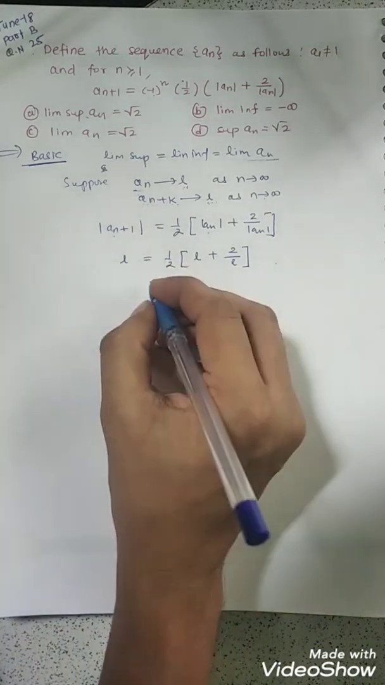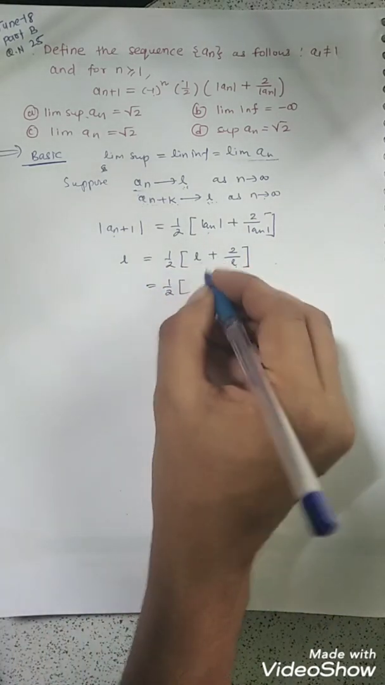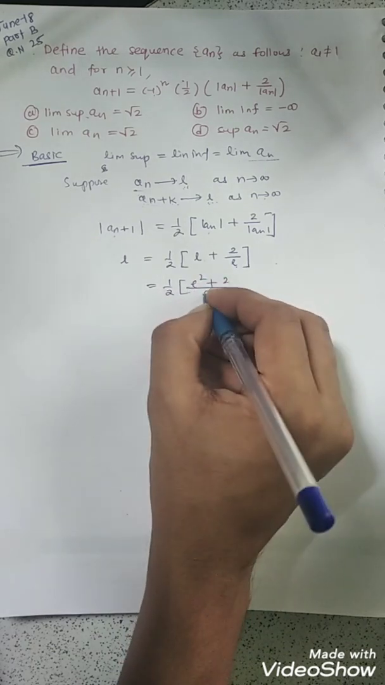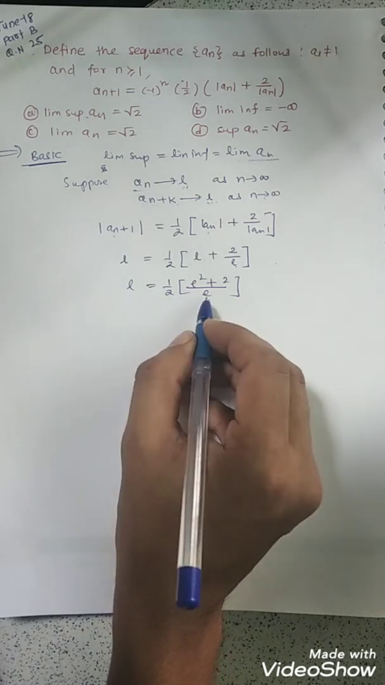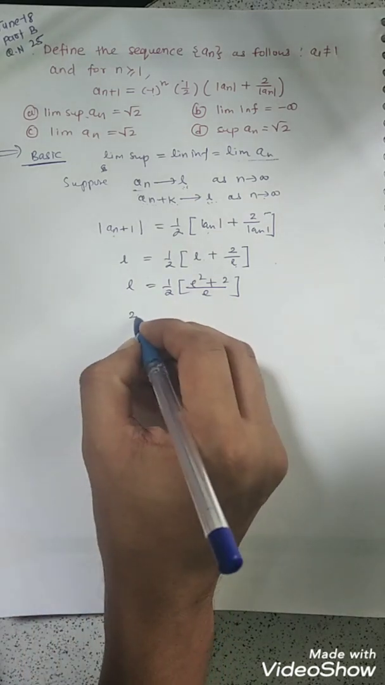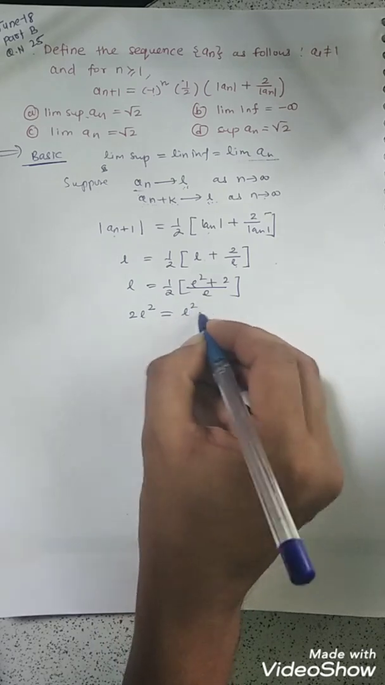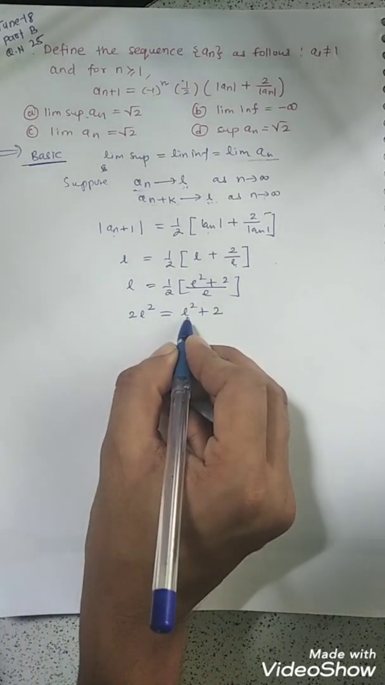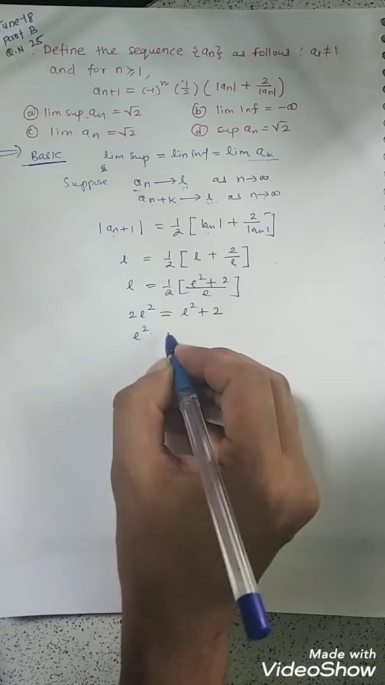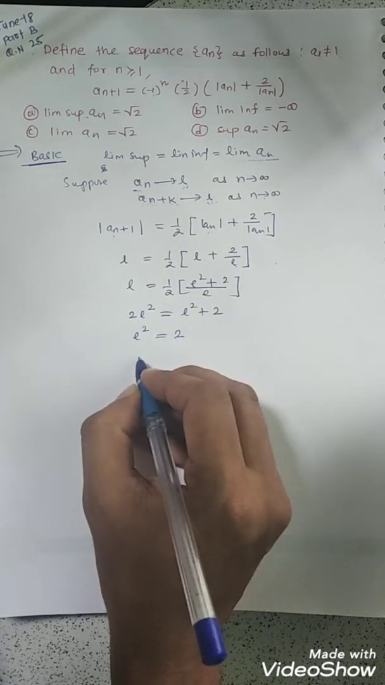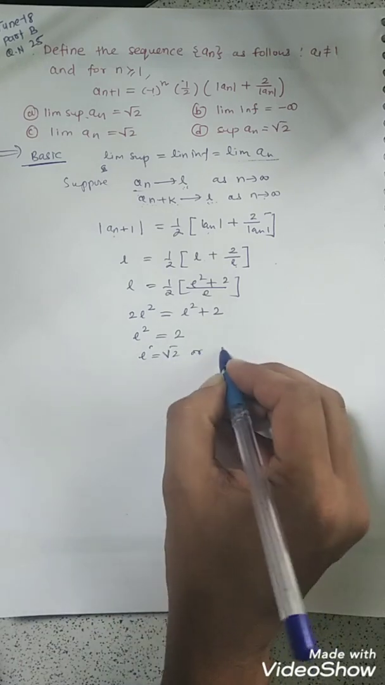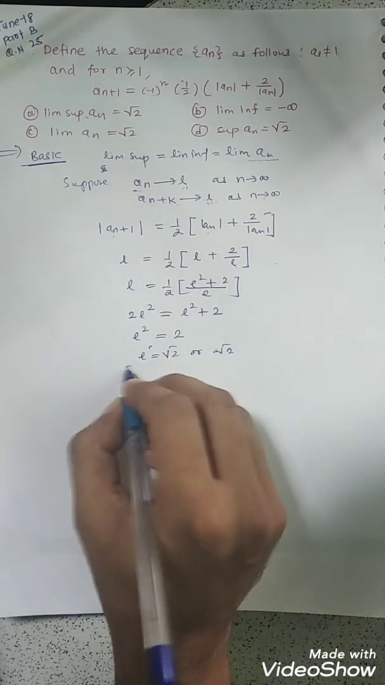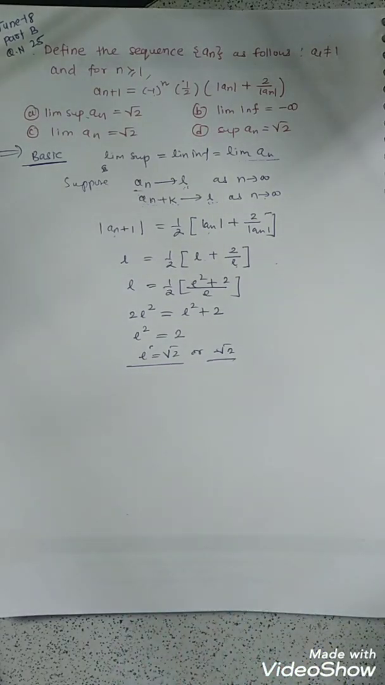Now let's cross multiply this. L into L will be L square plus 2 by L, and this side we also have L. So this 2L will go to that side, it will become 2L square equals L square plus 2. So this L square will go to that side, so it becomes L square equals 2. L square equals 2 means L is either plus root 2 or minus root 2. So we are getting two different limits, meaning it has supremum as well as infimum.